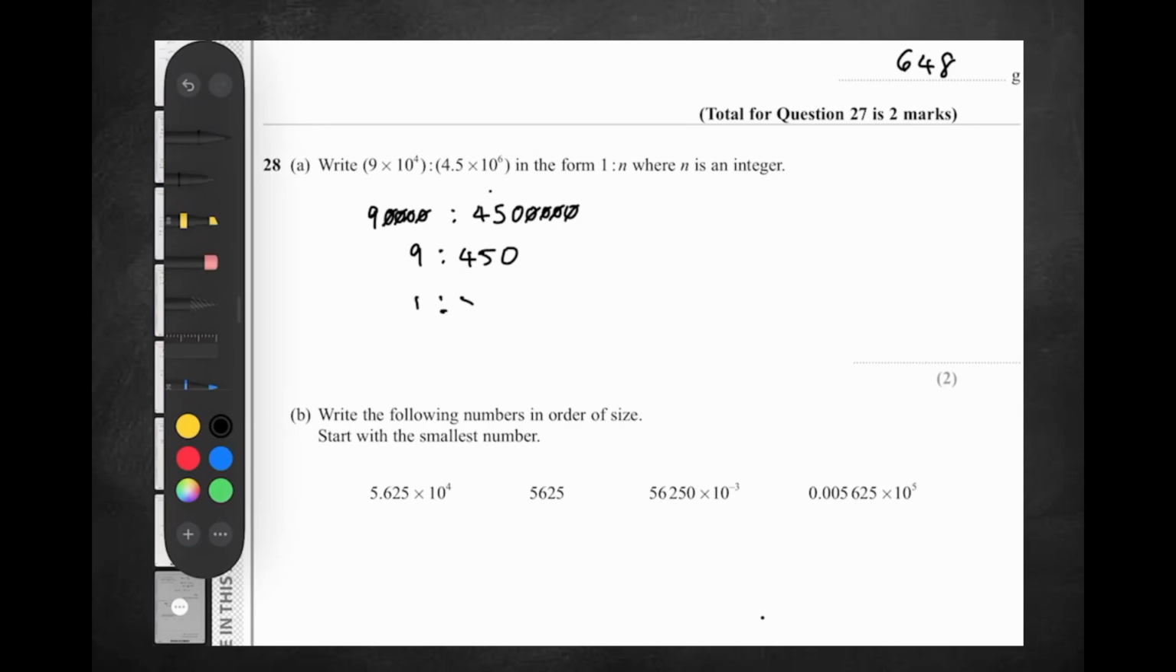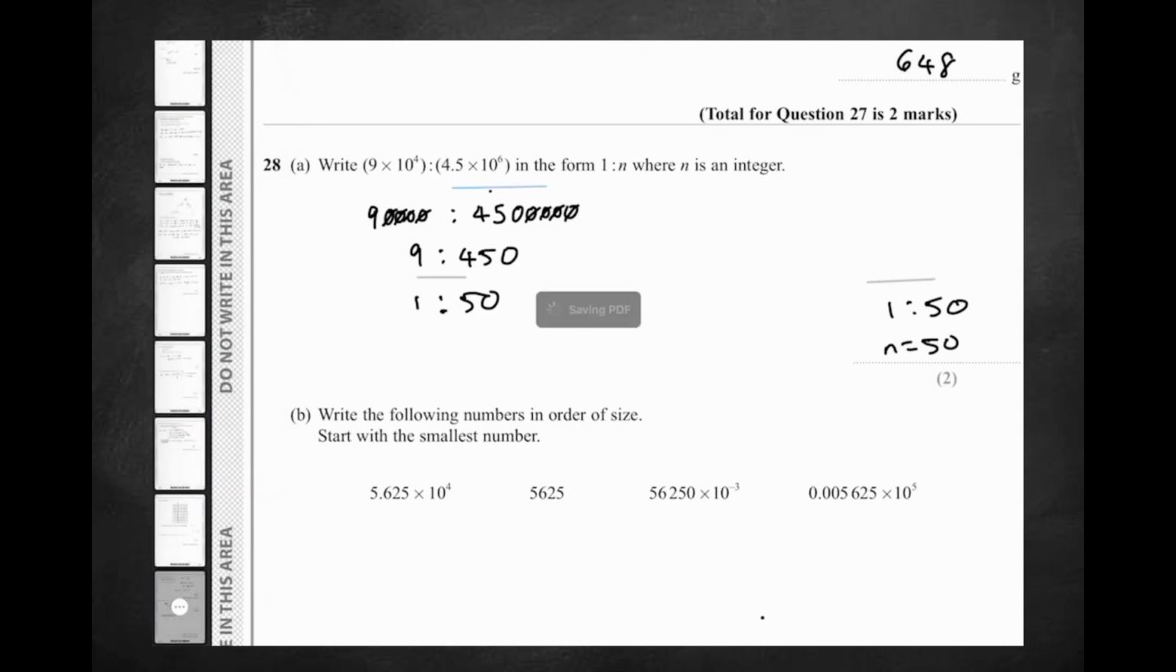450 divided by 9 is just 50. So I'm going to write here n equals 50. It's not entirely clear how they want the answer here, so I'm going to write both.